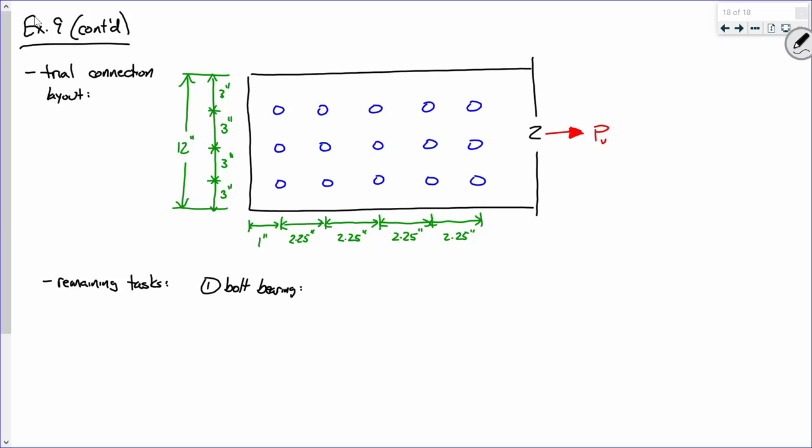Now help me out. When we do bolt bearing, we know our bolt spacing, it's what? Our S distance is what? No. 2.25. Remember, spacing along the direction of the loading, right? So this is what I'm going to do. For bolt bearing, I'm going to say S is 2.25. I'm going to say the edge distance is what? 1 inch, right? All right. What's the thickness? 7/8. What is FU?